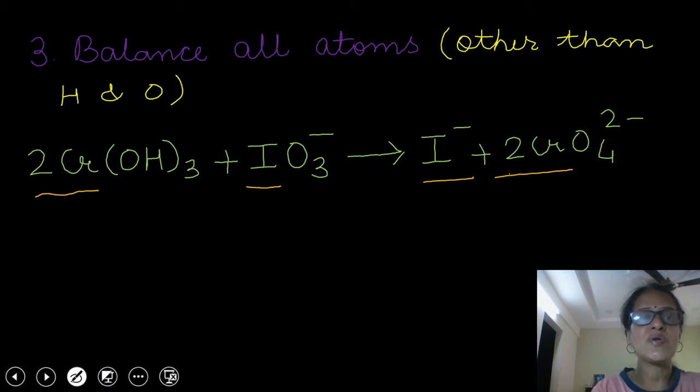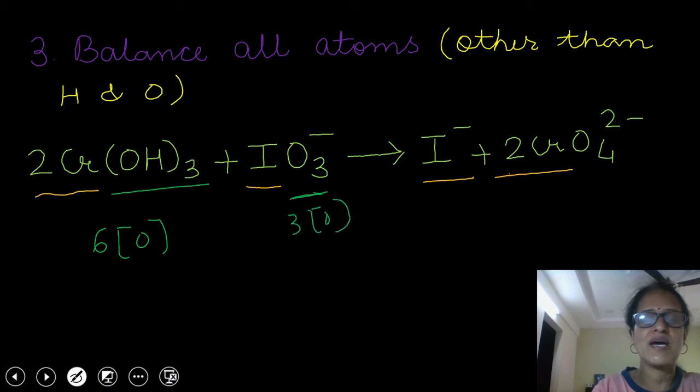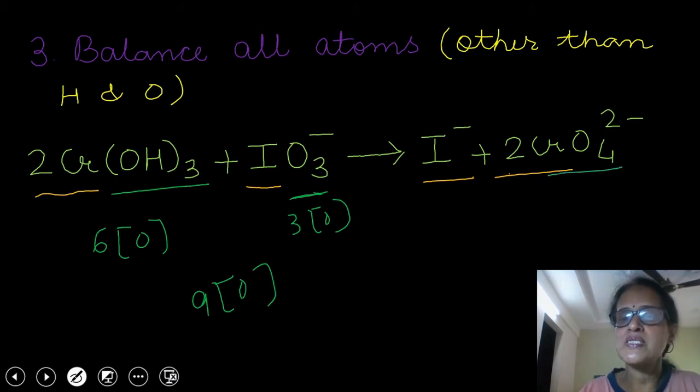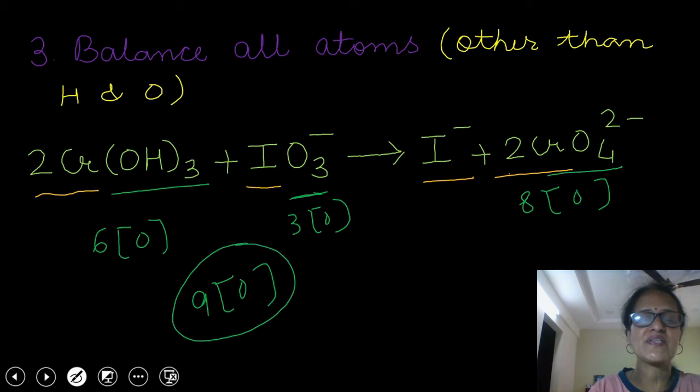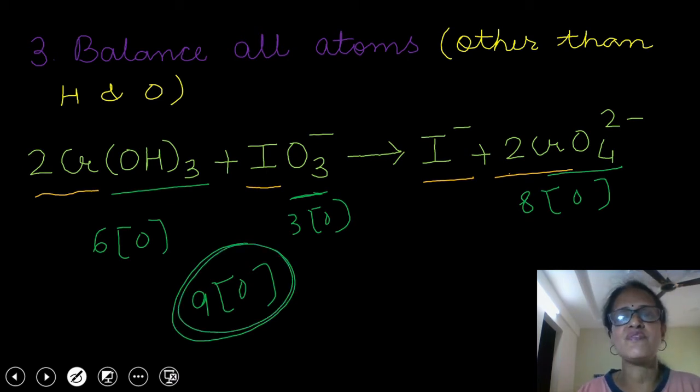So now I am going to count oxygen atoms. In reactant side you can see in chromium trihydroxide we have 6 oxygen atoms. And in iodate ion we have 3 oxygen atoms. So in the reactant side we have a total of 9 oxygen atoms. Now look at the product side. Product side you can see we have 2 CrO4 2-, it means 8 oxygen atoms in the product side. So now it is clear to you, in the reactant side we have 9 oxygen atoms and in the product side we have 8 oxygen atoms. So the product side is deficient in oxygen, it is having 1 oxygen atom less.